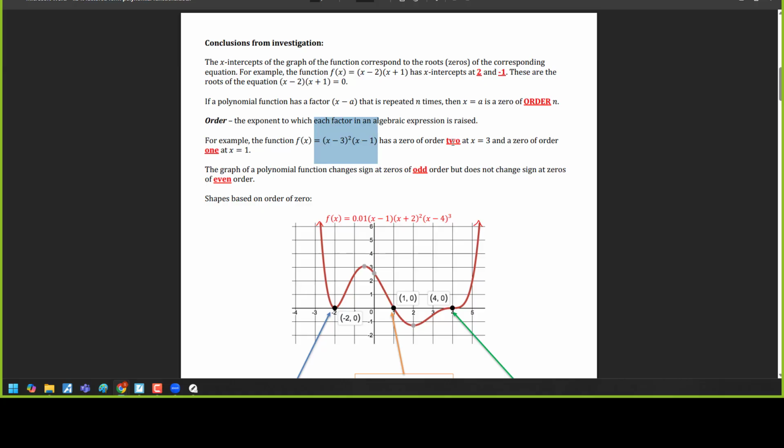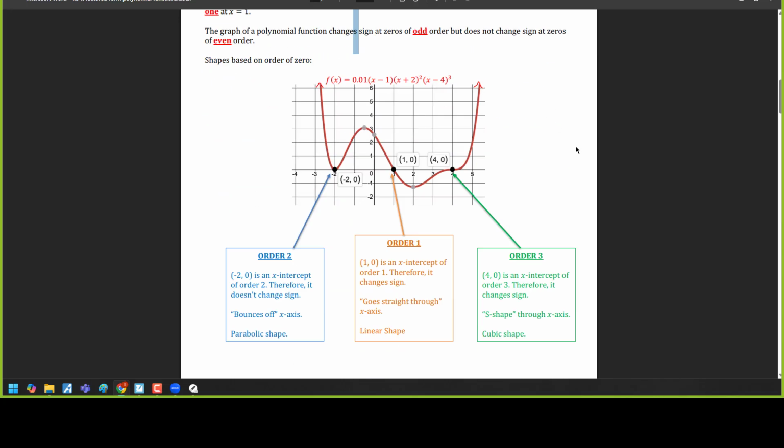So we have a 0 of order 2 at x equals 3. When they say it has a 0, they're talking about x-intercepts. So remember, x-intercepts can be expressed as solutions, zeros, roots, x-intercepts. It's just terminology. So it has an x-intercept of order 2 at x equals 3 because of that square, and has an x-intercept of order 1 at x equals 1 because there's an invisible 1 there. So the graph of the polynomial function's sign changes at zeros of odd order, but does not change sign at zeros of even order, because even order is to kind of bounce back.